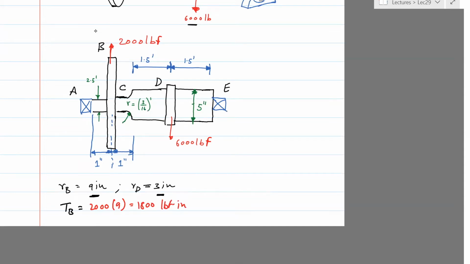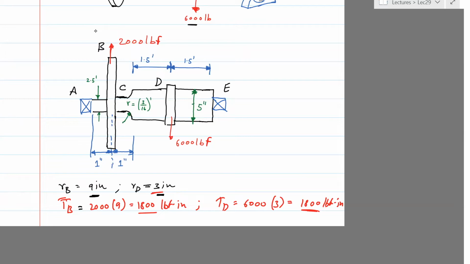lbf-in, and then PD is going to be 6,000 times 3, because the radius is 3. So 18,000 lbf-in. And you can notice that if one of them is counterclockwise, the other is going to be clockwise. So the net torque on this shaft is going to be 0. Okay. So we just need this information in order to draw the torque diagram.